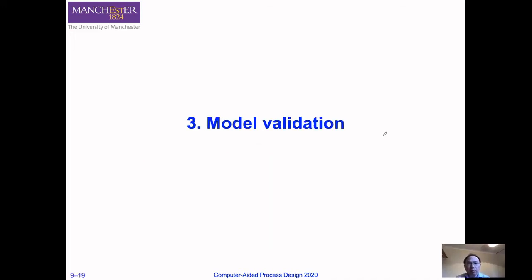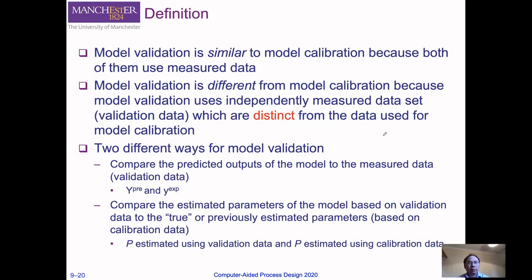After we develop the model, we need to validate the model. This is model validation. The model validation is very similar to model calibration. This is because both of them need to use measured data, the data from the real process or the data from the experiments. However, model validation is different from the model calibration.